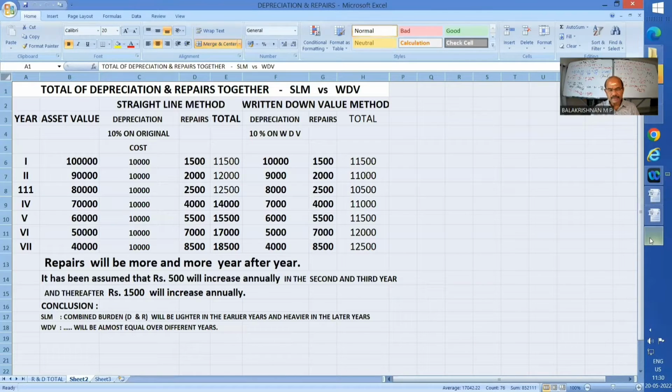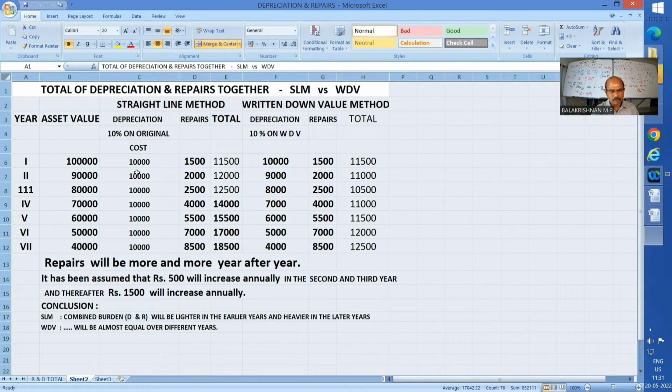Well, this is a table showing the explanation, rather an illustration, as I already told you, about the combined effect of an X amount, combined effect of depreciation and repairs of a machine. Let us say that is an X amount. What will be the effect of the same on the profit and loss account under either method, under SLM and WDV? Let's assume the cost was 1 lakh.